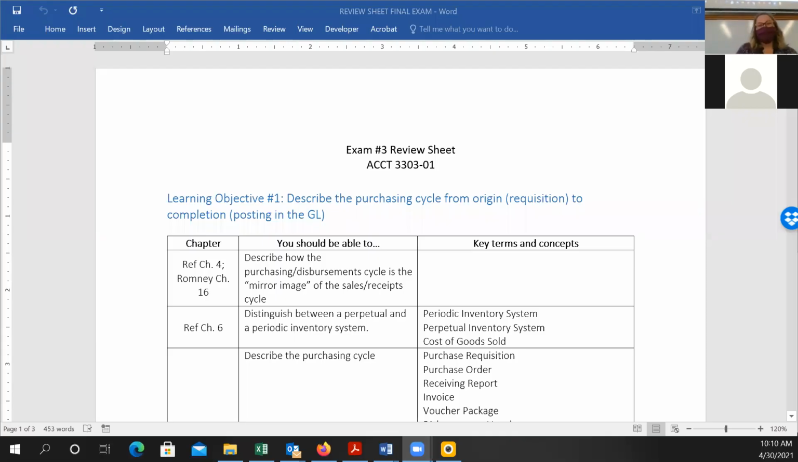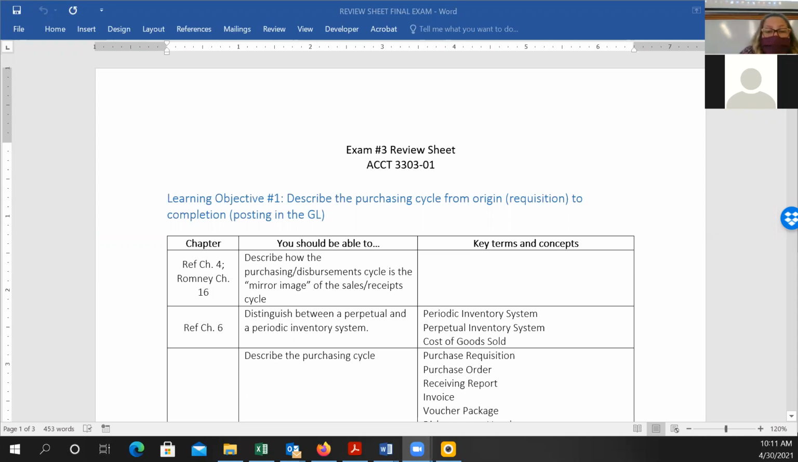All right. Now I think we're all on the same page. So as I said, one of the essays addresses that first bullet item right there under your review sheet. Describe how the purchasing disbursement cycle is the mirror image of the sales and receipts cycle. I just gave a couple of examples of that. You can summarize that by thinking of it as, on one hand, one person is always giving a document, the other is receiving it. So there's a back and forth there.